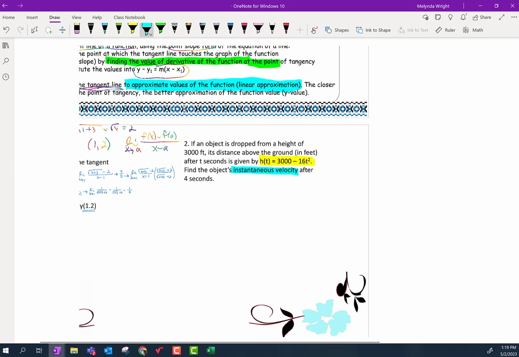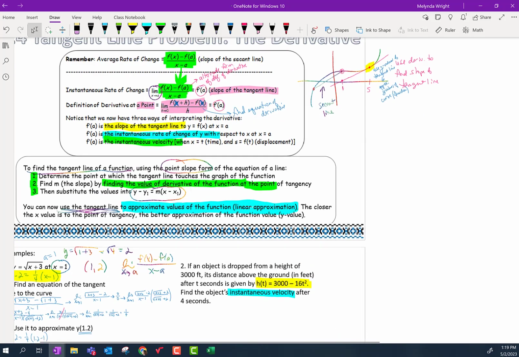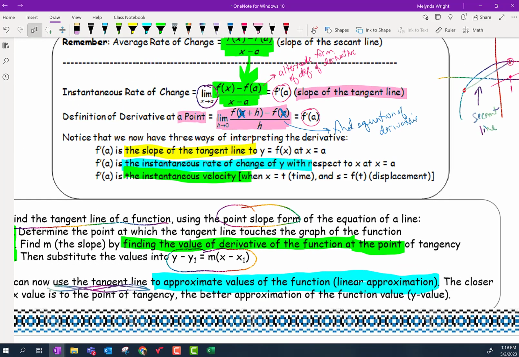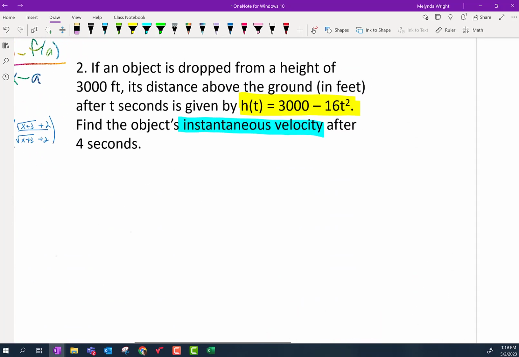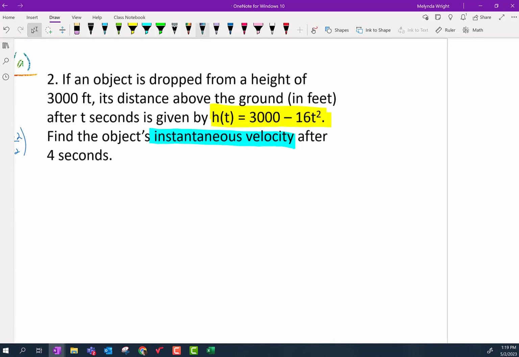So let's go look at our formulas. We can find instantaneous velocity by finding the derivative, f prime of a. Okay, that's what we're going to do. And I'm going to use the first formula again because it's easier to find a point. So here we go. What would we have? In this case, a is 4 because that's the number we want to find the derivative at.